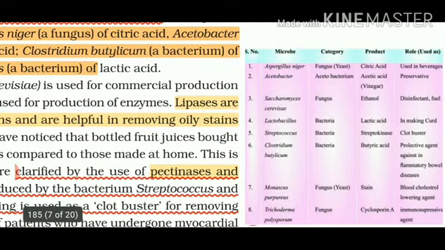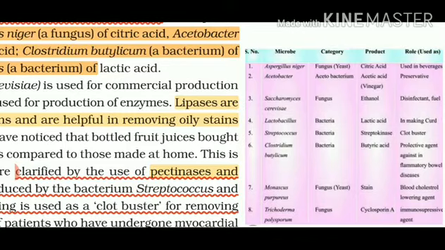Number first, they have talked about a few acids. First is citric acid, second is acetic acid, third is ethanol, and last is lactic acid. Number first, citric acid: which microbe or microorganism is used for making it? Aspergillus niger. Underline when you write.